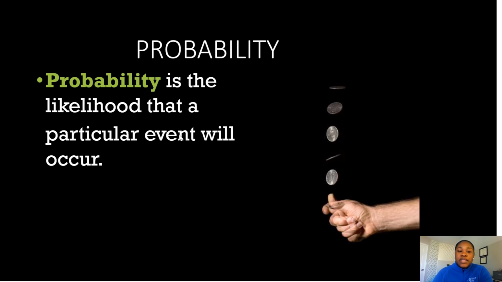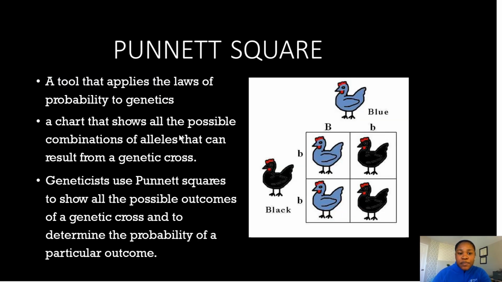So probability is the likelihood of something happening, right? In this case, what is the chance of an offspring inheriting certain traits from their parents? So a Punnett square is pretty much a chart that shows all the possible combinations of alleles that can result from the genetic cross.